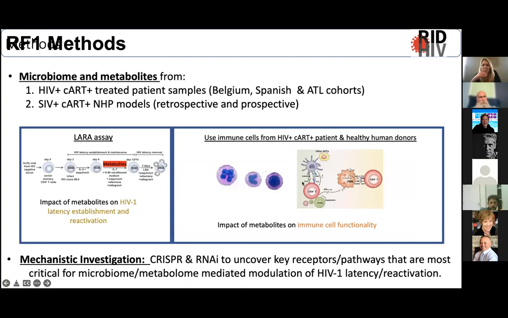We wanted to point out that this is part of RID HIV and MDC as a whole, and there are other studies contributing that aren't necessarily funded by MDC, but like I said, it's all one big team with one big goal. We have a lot of HIV and ART-treated patient samples, and we also have NHP models, both retrospective and prospective cohorts, that we're able to investigate these questions with.